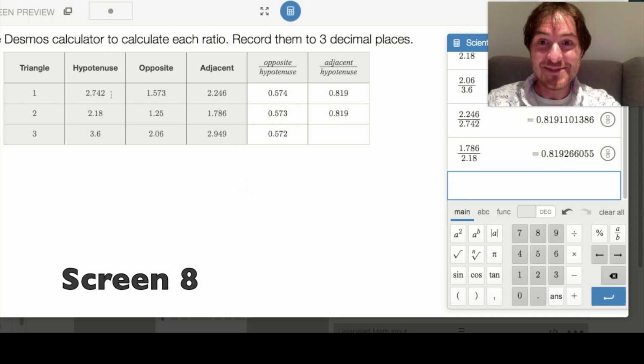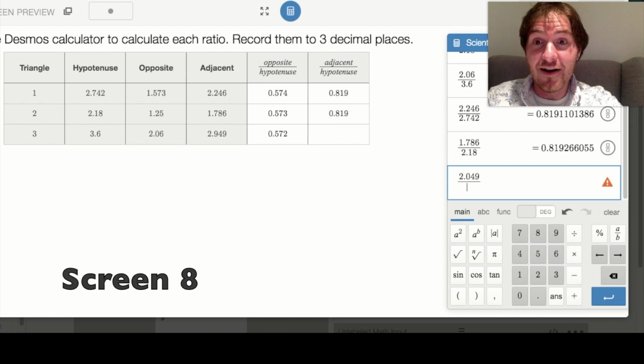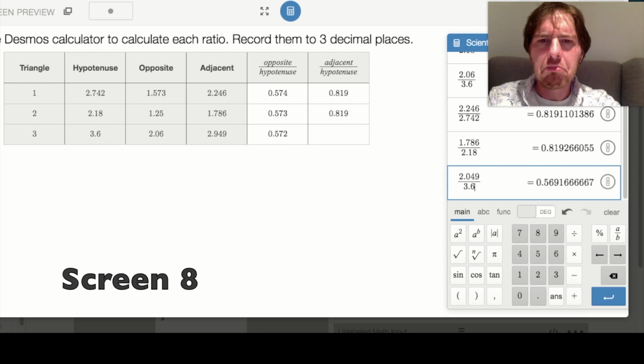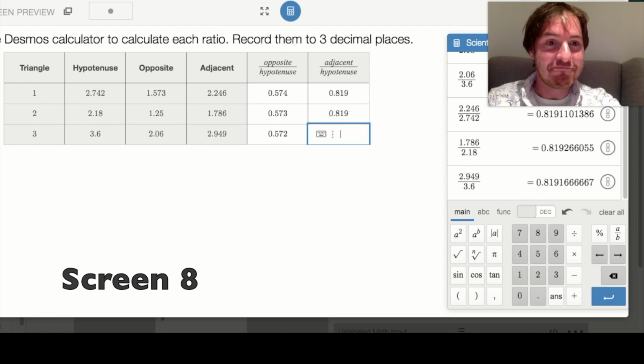I had my medium size, my small guy, and then what about my big guy? Let's see if I can get 0.819 for my adjacent over hypotenuse ratio for this particular triangle, which is similar to the other ones. Should be proportional, right? So it should have the same ratio. We'll get 2.949 divided by 3.6. Oh, I wrote that wrong. It's 2.949. There we have it, 0.819. Perfect.